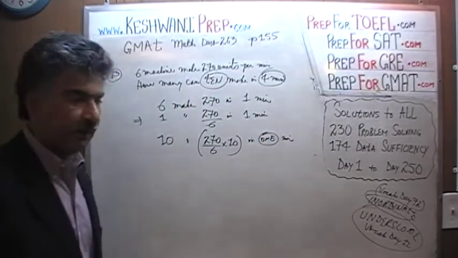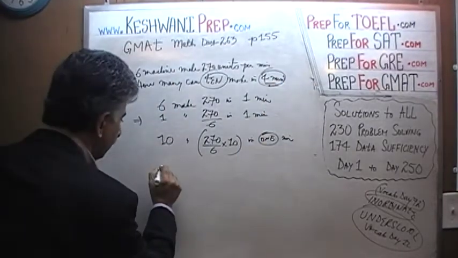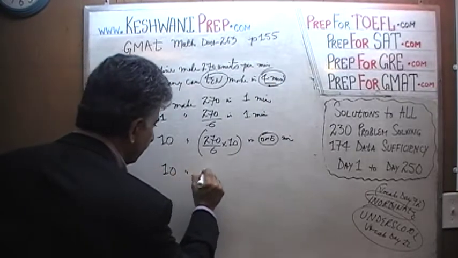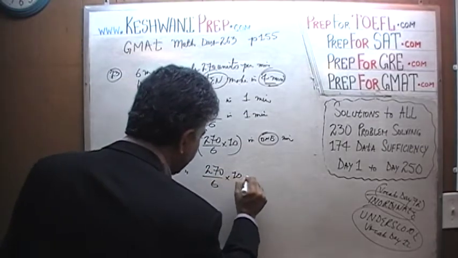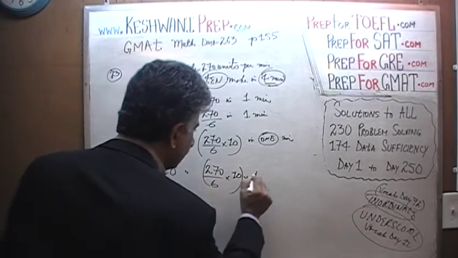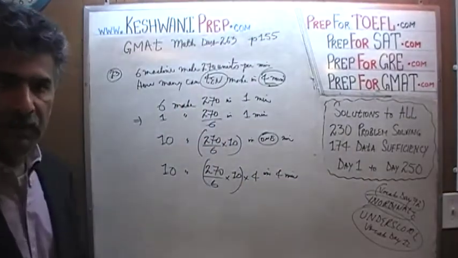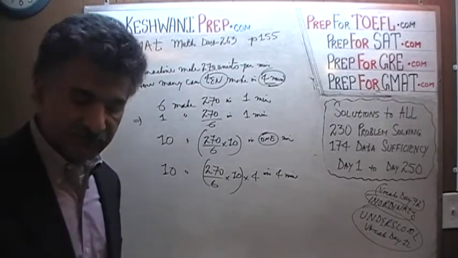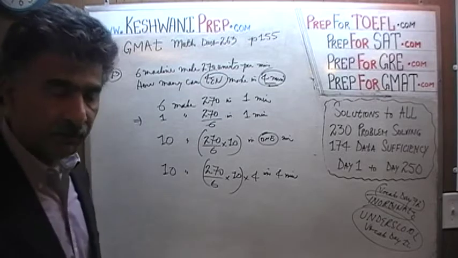Remember that this is per minute. We don't have 1 minute, we have 4 minutes. So since we have 4 minutes, therefore 10 machines will make this amount, 270 divided by 6 times 10 times 4, in 4 minutes. That's it. You have to build it step by step. Don't try to get to the final answer in one shot. It doesn't work that way. You have to build it step by step.